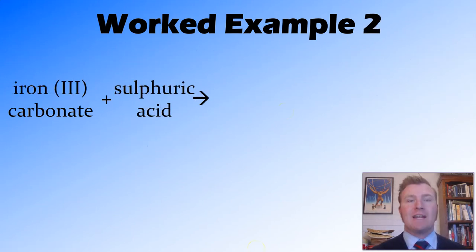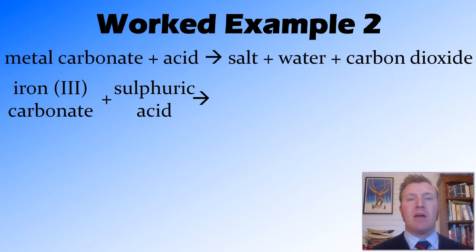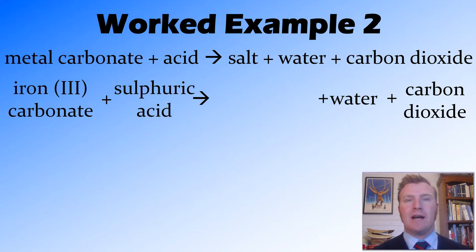So let's have a look at another example. So here we have iron carbonate and sulfuric acid. So the first thing we need to do is recall that general equation. That this metal carbonate and acid is going to produce salt and water and carbon dioxide. So again, half of the work's done for us. Water and carbon dioxide are 2 of the products.